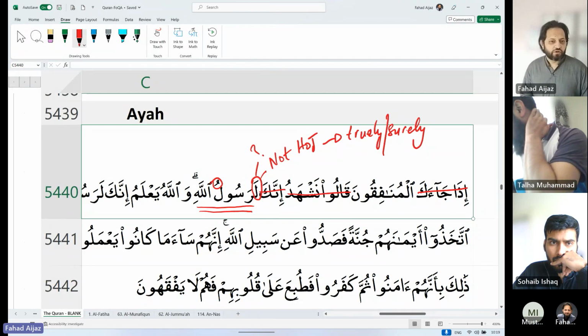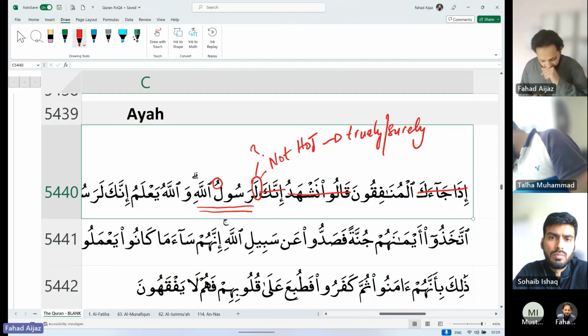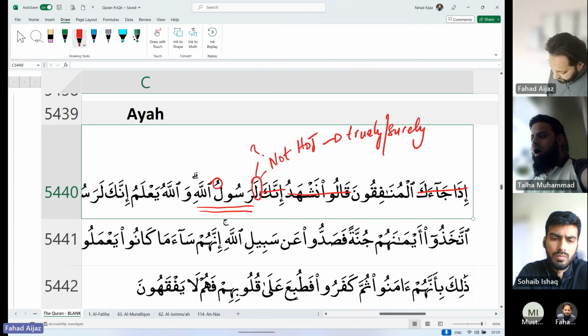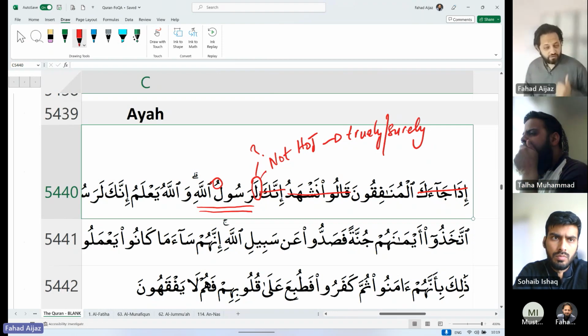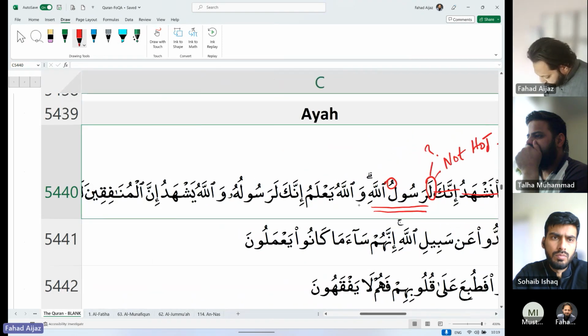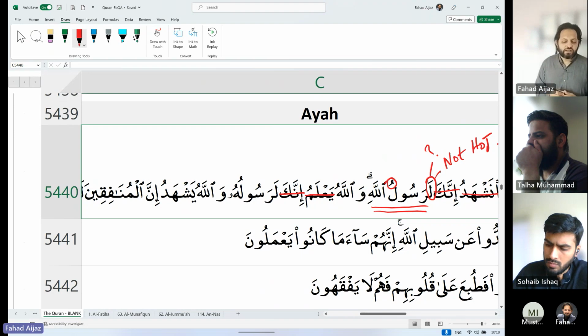Surely the messenger of Allah, or truly the messenger of Allah. That's how it's translated. But in this entire part of the ayah, we have just one fragment, which is idafa: Rasulullah, messenger of Allah. Wallahu ya'lamu, don't worry about it. Innaka, don't worry about it. Wallahu la rasuluhu. Can you find any harf of jar or idafa or mawsuf sifa here?